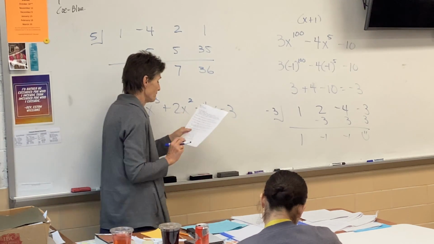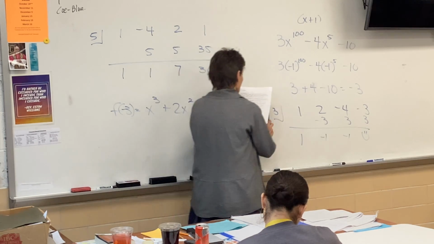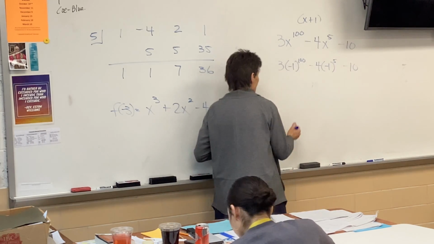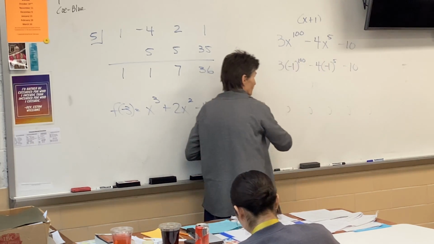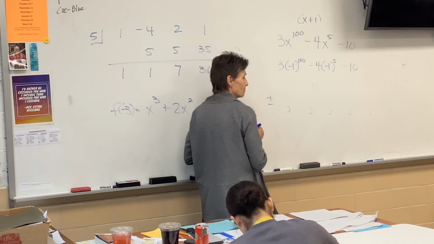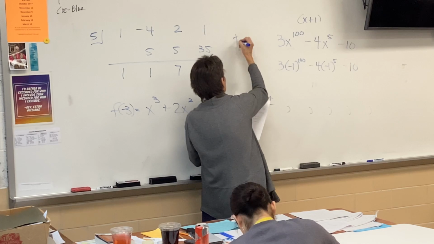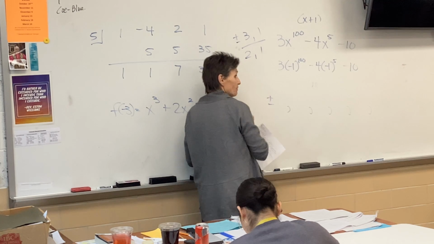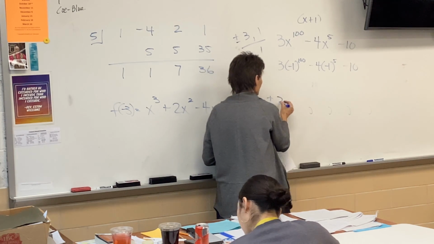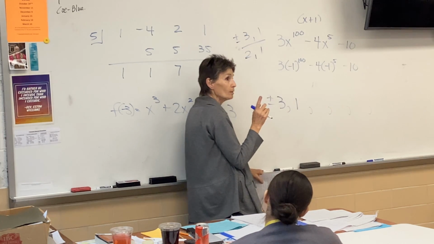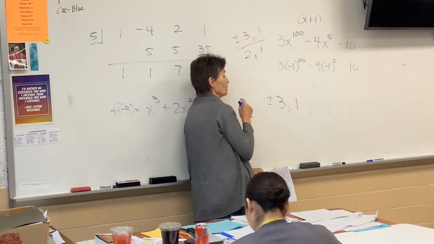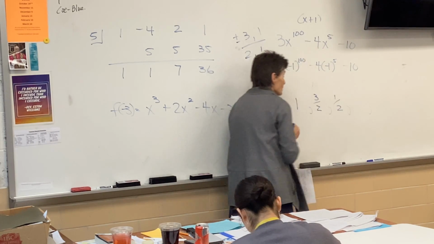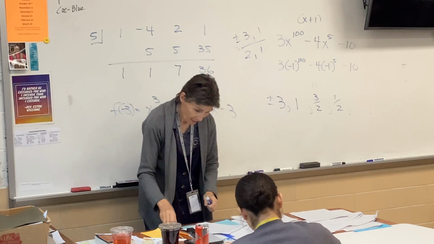And then the last one. Last one, list the possible rational roots. Now remember, it says list. So I want to see a list. You can use plus or minus, you don't have to use separate. So what do we got? Factors of 3 over factors of 2. So that'll include 3 and 1 for sure. What else will it include? 3 over 2 and 1 over 2. So there is your list of possible rational roots.